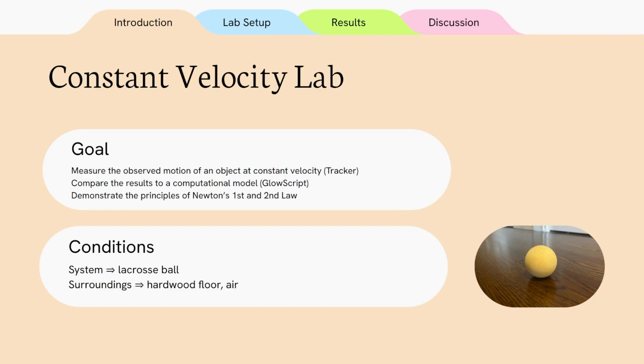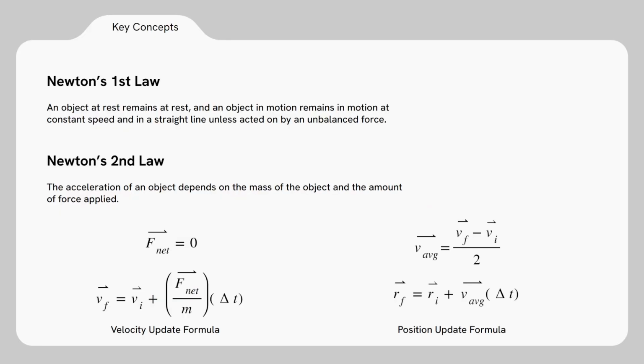In this experiment, we'll use a lacrosse ball rolling on a hardwood floor. To get a ball rolling at a constant speed, we first need to understand what inertia is and how a force affects it. Inertia can be described by Newton's first law, which states an object at rest remains at rest, and an object in motion remains in motion at constant speed in a straight line unless acted on by an unbalanced force. This means that in order to maintain a constant velocity, the net force must be zero.